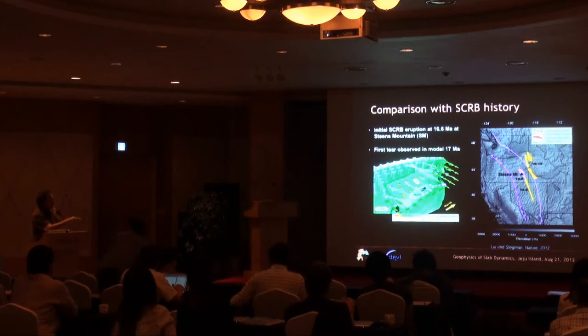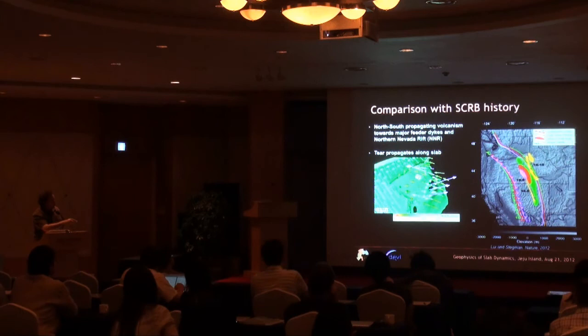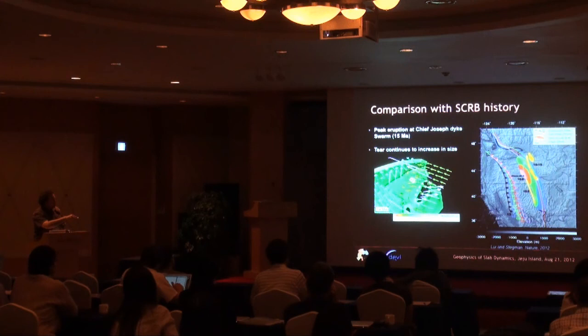But at 16.8 million years, which is the exact same time as the eruption of Steens Mountain, if you project this hole up to the surface, that's the exact place where that continental flood basalt begins. And it starts to propagate to the north and south, which is the observed propagation for dike swarms in this continental flood basalt sequence. And then finally it moves up to these large dike swarms. And eventually there's a giant tear in the slab, which is a new mechanism for developing a continental flood basalt.